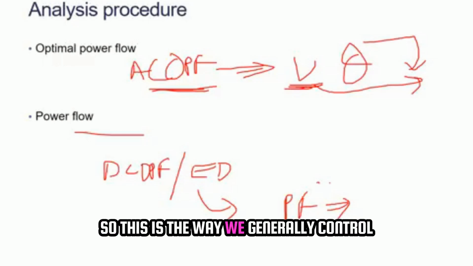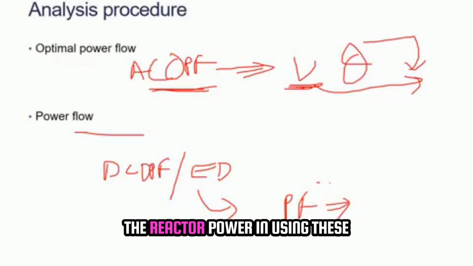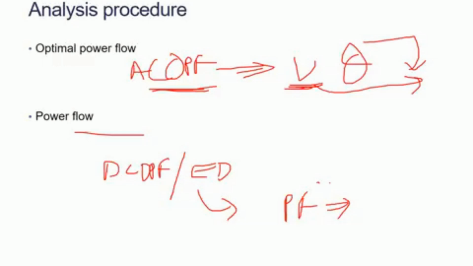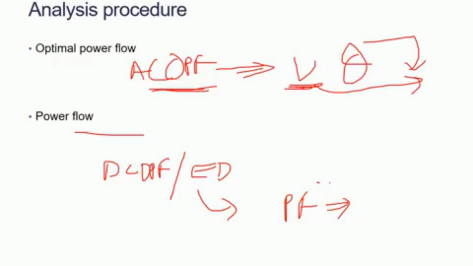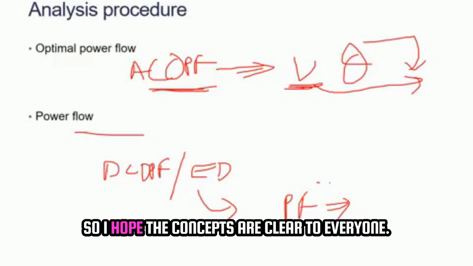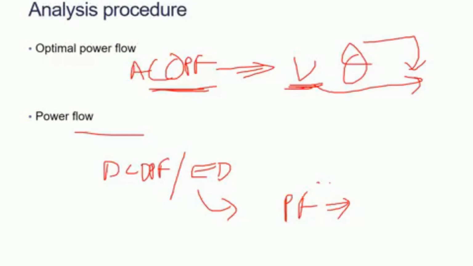So this is the way we generally control the reactive power using these passive and active compensation devices. Right, so I hope the concepts are clear to everyone now. Any queries?